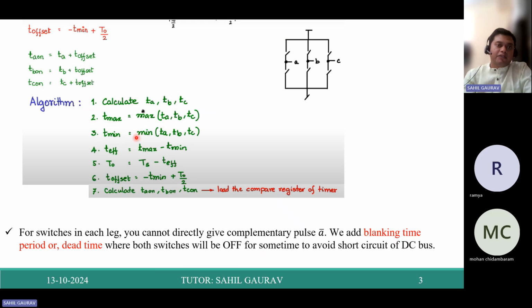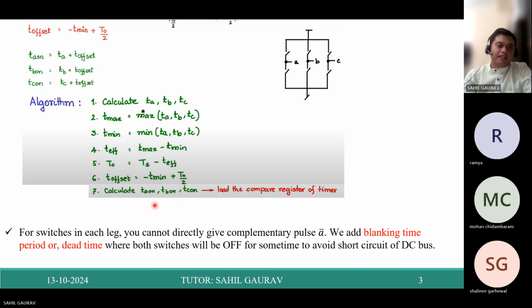And the algorithm, if you want to write it: first calculate TA, TB, TC based on the previous slide. Then T max is the maximum of TA, TB and TC, and T min is the minimum of TA, TB, TC. T effective is T max minus T min. T naught is TS minus T effective, and T offset is minus T min plus T naught by 2. Then you can calculate TA on, TB on and TC on, and load these into the compare register of the timer.